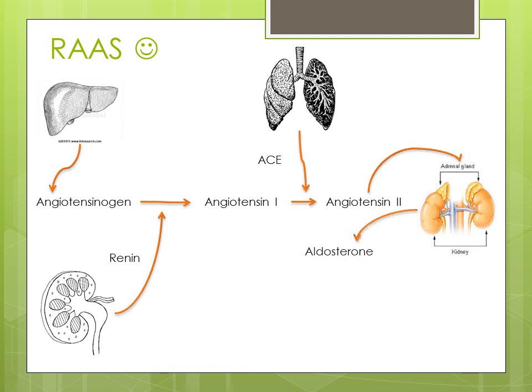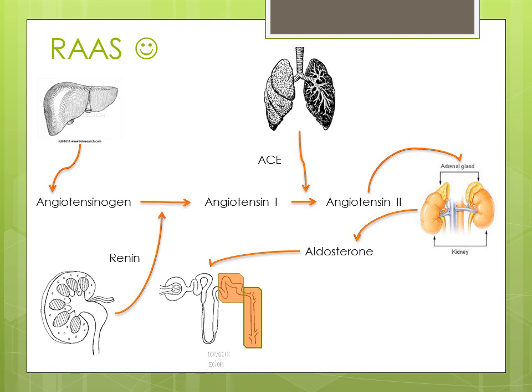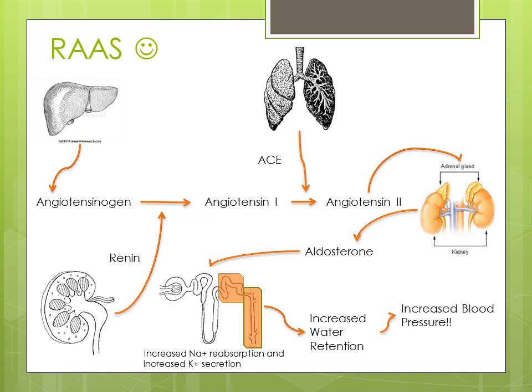Aldosterone also affects the baseline filtering activity within the kidneys by acting on the collecting ducts and distal convoluted tubule of the nephron. Aldosterone inserts channels into the cells of the distal convoluted tubule, allowing sodium to move from the filtrate in exchange for potassium and hydrogen. It results in increased water retention within the kidneys due to increased sodium reabsorption and increased potassium secretion, which in turn raises blood pressure.